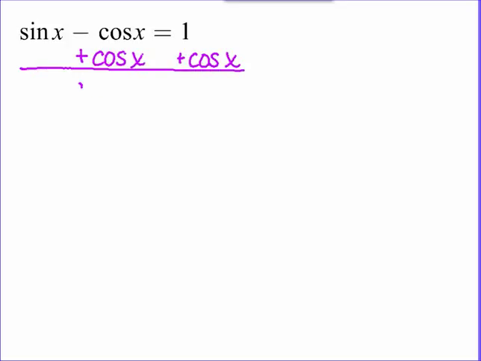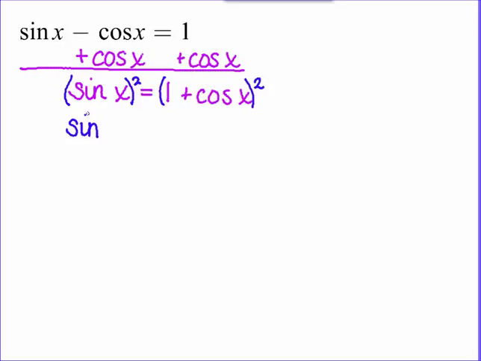And when I do that, I get sine x to equal 1 plus cosine x. And now if you remember, I'm going to go ahead and square both sides. So let's go ahead and square and square. What do you get on the left side? Sine squared x. On the right side, remember when I square that quantity, that's like taking it times itself.